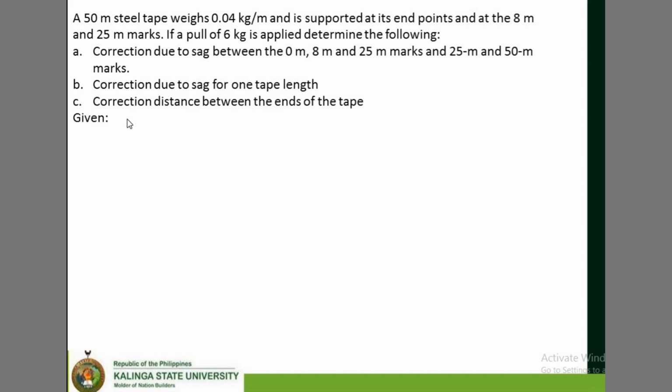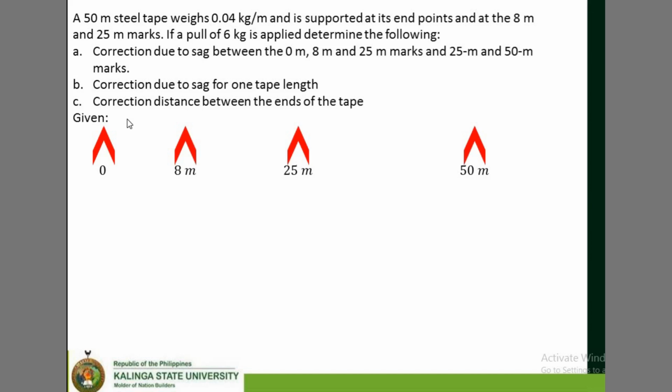So, to further understand this problem, let's try to illustrate this. So, what are the given? Meron daw 0 mark, then nag-measure siya sa may 8 meter mark, then nag-measure ulit siya sa may 25 meter mark, hanggang 50 meter mark.